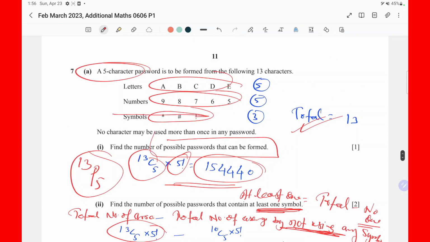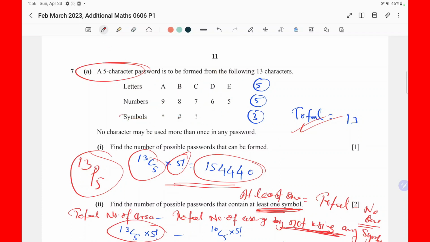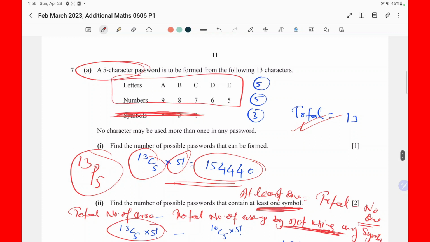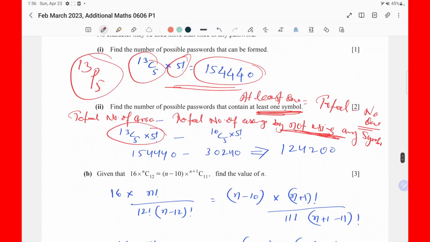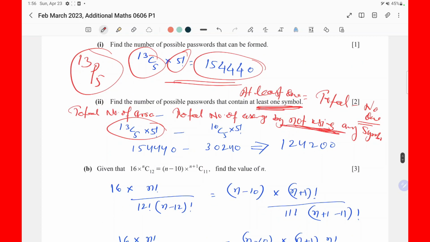So see, symbol is not our option now. Okay, this symbol is not our option now. We can select any 5 characters, but from only these 10 letters, like 10 characters. So we have 10 characters, but we have to select 5. So 10C5 times 5 factorial. Now 13C5 times 5 factorial minus 10C5 times 5 factorial. Just calculate precisely, you will get this answer.